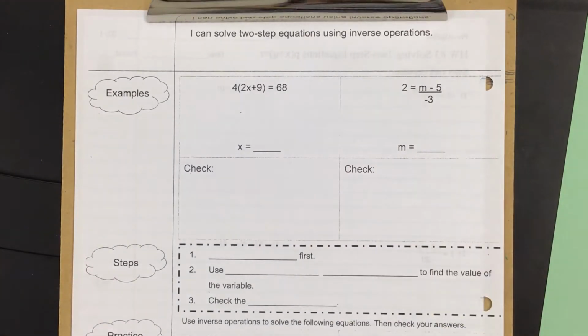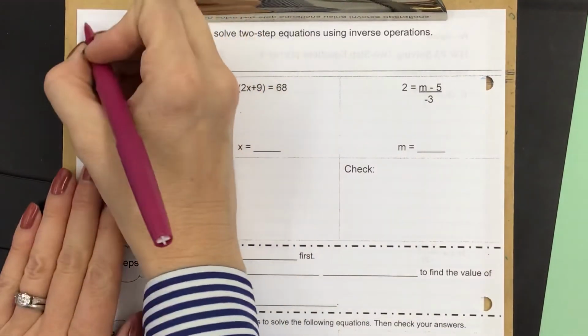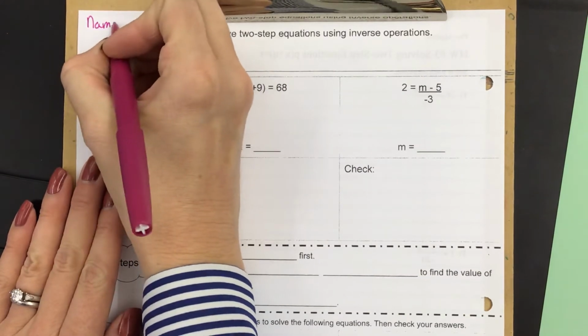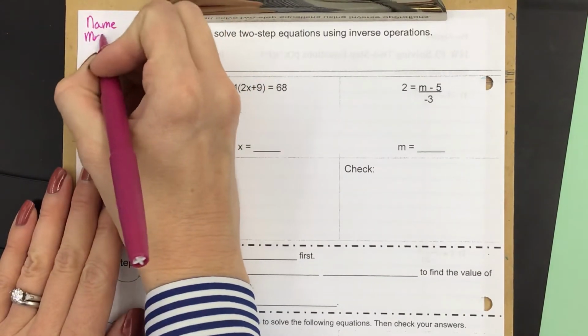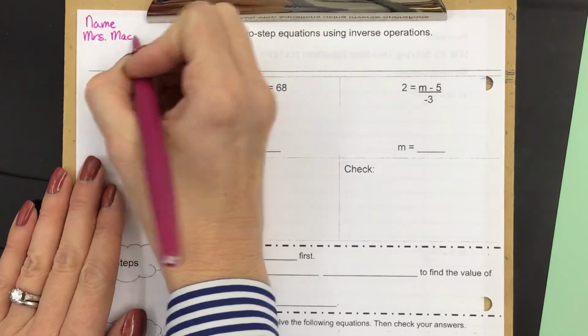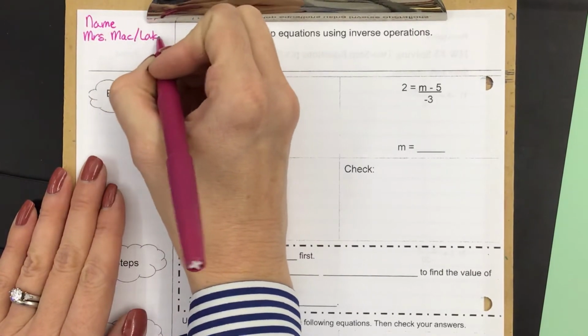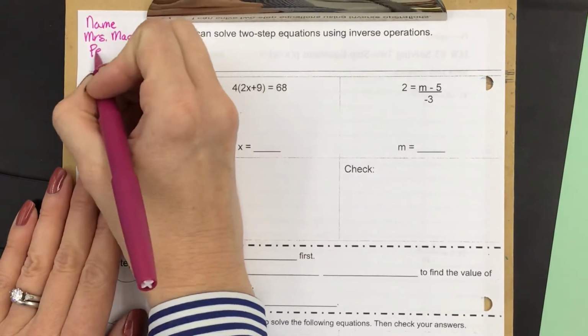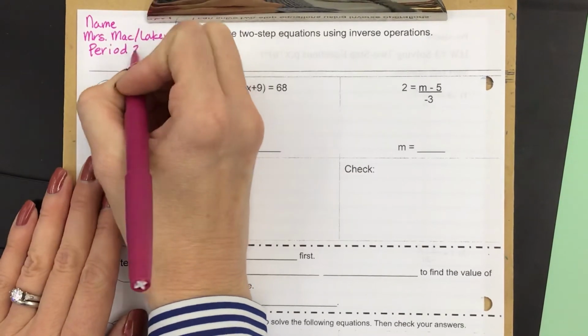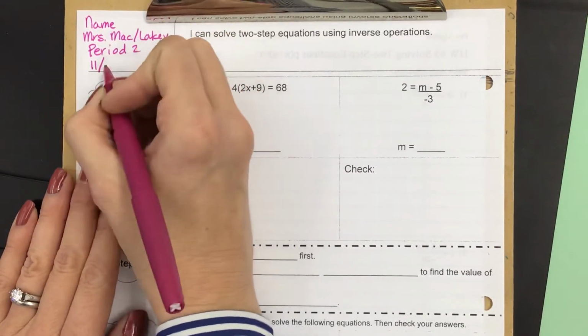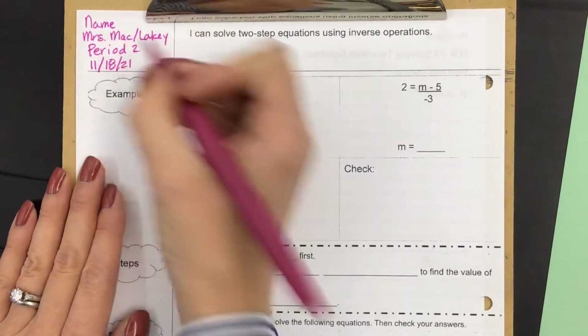Okay, so what we're gonna do first, make sure your information's up here, your name, Mrs. Lakey and I's names. This is period 2. And today is 11/18/21.